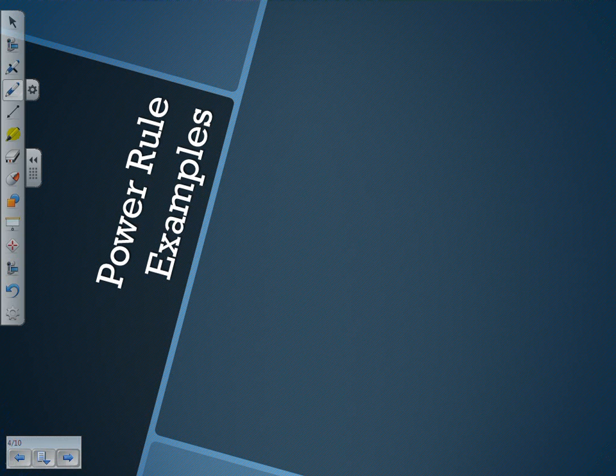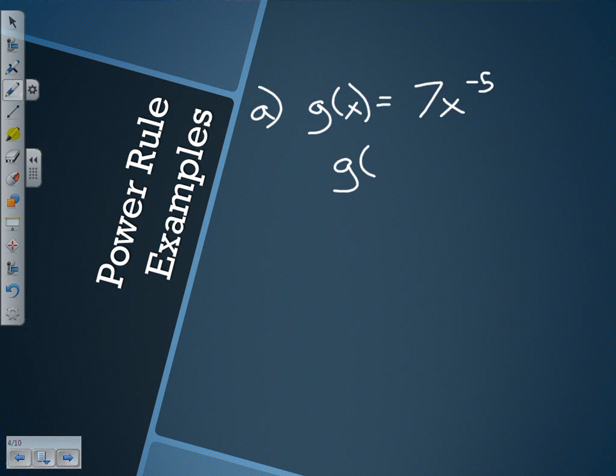Some more examples of this. Let's say part A. Let's say g of x equals 7x to the negative 5th. Now, even though that's a negative exponent, it really doesn't change anything. We just got to think a little bit. The derivative is negative 35x to the negative 6. That's where you got to be careful with the numbers: you subtract, negative 5 minus 1 is negative 6. So that's your derivative.